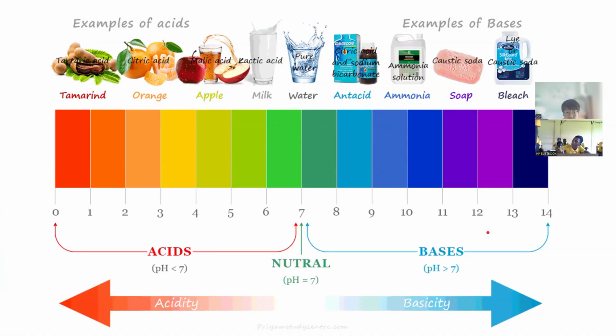But let's look at what bases actually are. Bases seem to have a high pH on the right, the higher number, and acids tend to have lower ones, lower than 7.